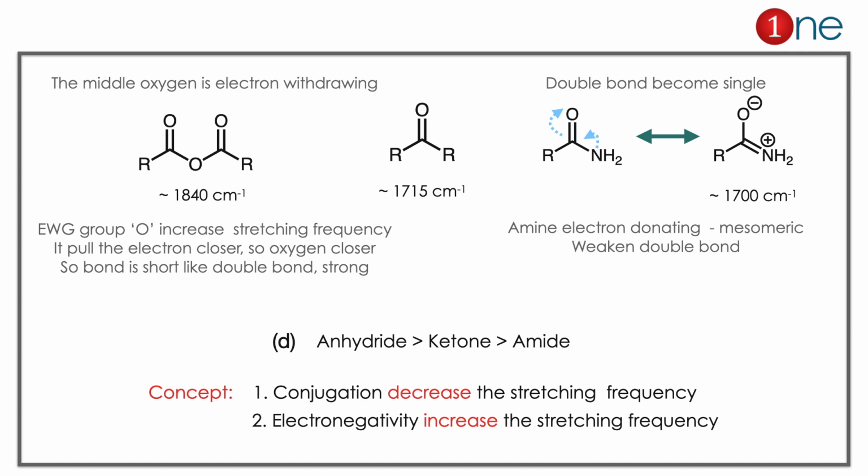What happened to the amide? The nitrogen can donate electrons. It can be in conjugation or in resonance. So the double bond gets single bond character. So the stretching frequency will obviously decrease because the double bond is weakened toward a single bond. So the order should be: anhydride is higher, ketone is neutral, amide is lower. What concept should you learn here? Conjugation decreases the stretching frequency because it reduces the double bond character. Second, electronegativity increases the stretching frequency because it decreases the bond length.